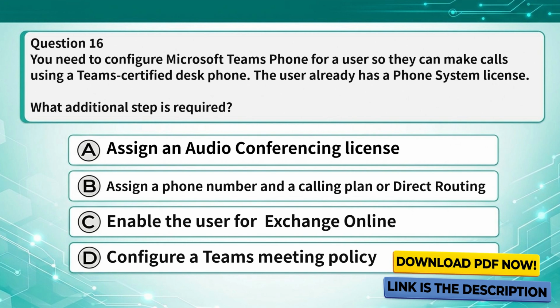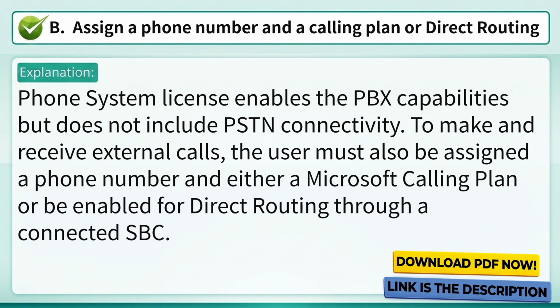A. Assign an audio conferencing license. B. Assign a phone number and a calling plan or direct routing. C. Enable the user for Exchange Online. D. Configure a Teams meeting policy. Correct answer, B. Assign a phone number and a calling plan or direct routing.